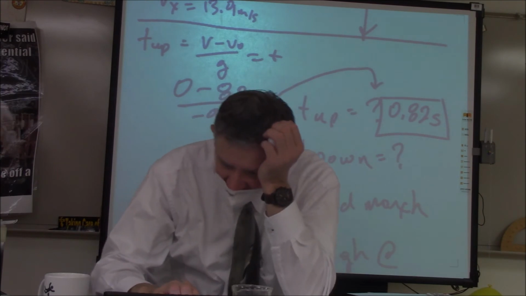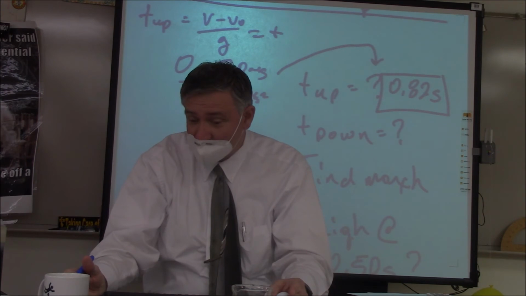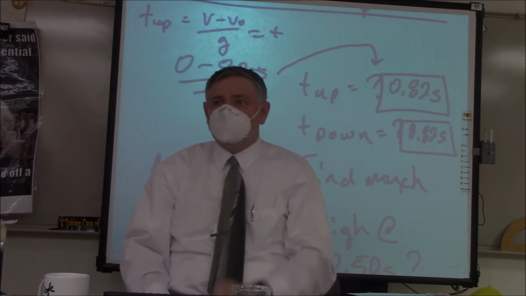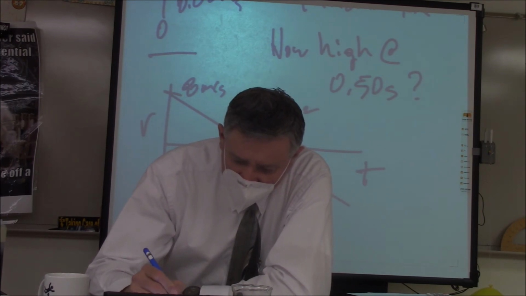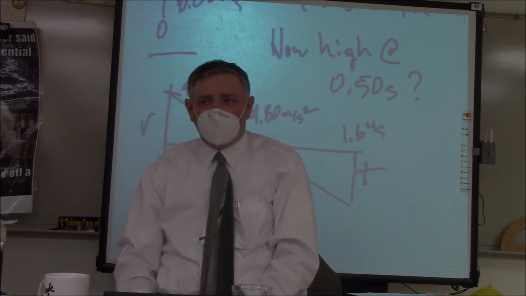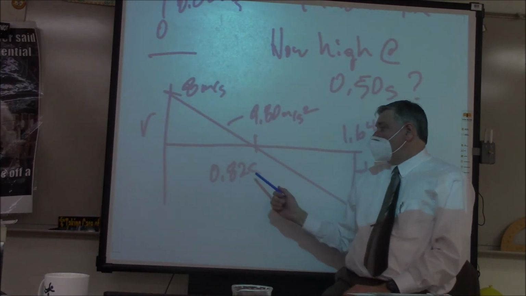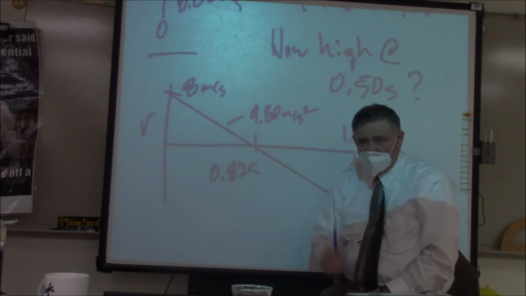So Shivani, then what's my time down going to be, assuming that it returns back to the same point? 0.82 seconds. Beautiful. That's also going to be 0.82 seconds. It's kind of cool, right? So if I were to look at my velocity time graph, there's 0.82 seconds, and then that's going to be 1.64 seconds for the entire thing. Got that. Now, if we assume that this number is right, how could I use this graph to find the maximum height?